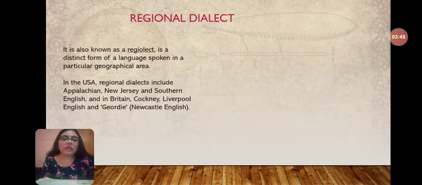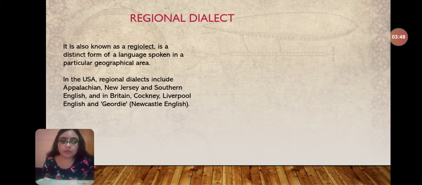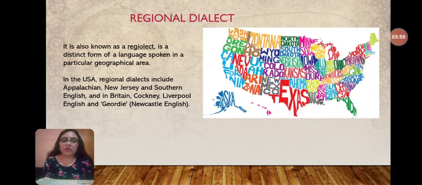So here we're going to study the regional dialect. It is a distinct form of a language spoken in a particular geographical area. In the US, for example, regional dialects include Appalachian, New Jersey, Southern English. In Britain, we have Cockney, Liverpool English, Geordie, Newcastle English. So the variation of language depends on the region, and they are going to have different expressions.